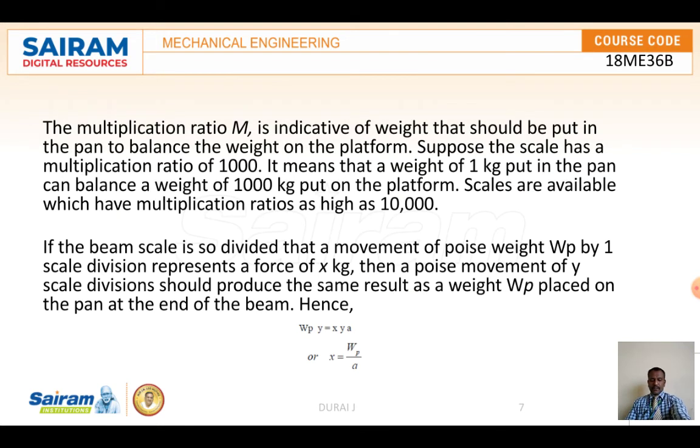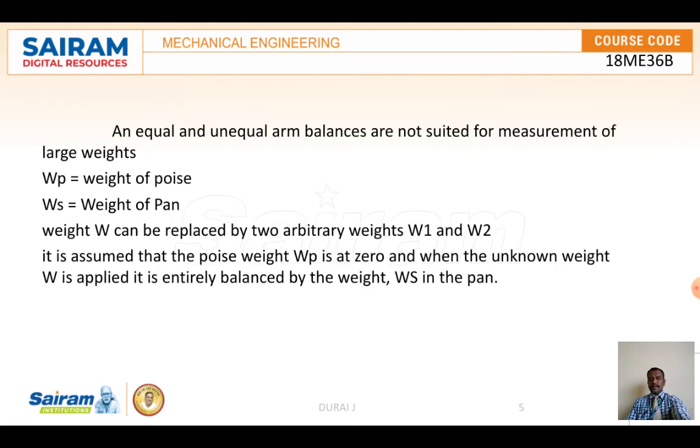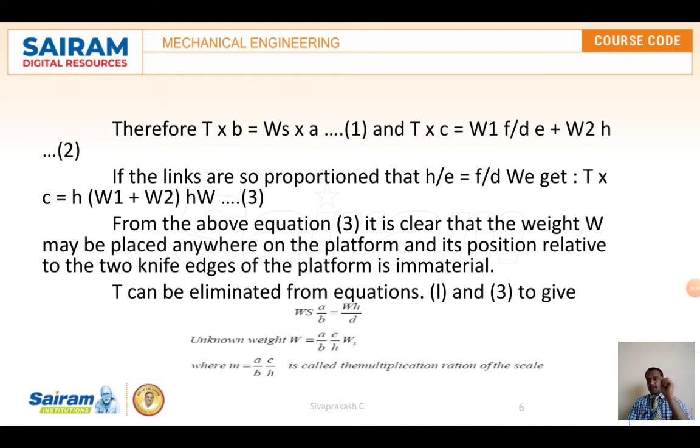This we can say is the relationship for the determination of the required scale and divisions of the beam for any poise weight WP. Here also the multiplication ratio will be provided, 1000 or 100. If 1000 is given, it multiplies whatever weight we apply over here, and finally we get the original weight of the particular component.